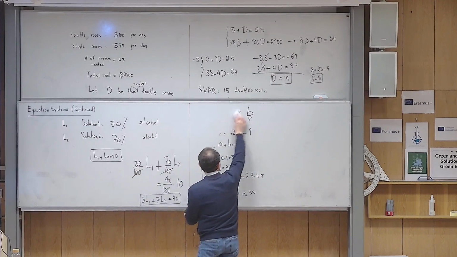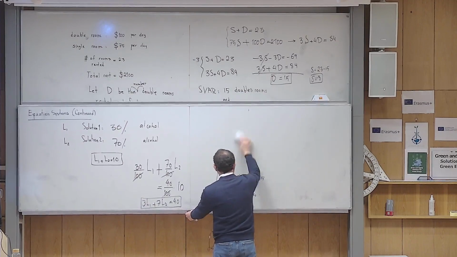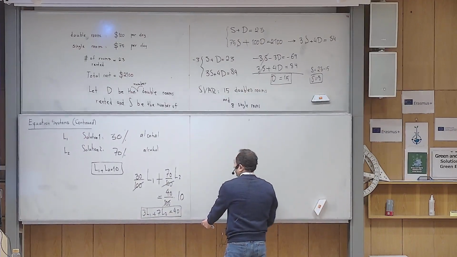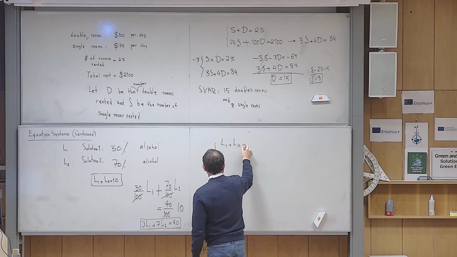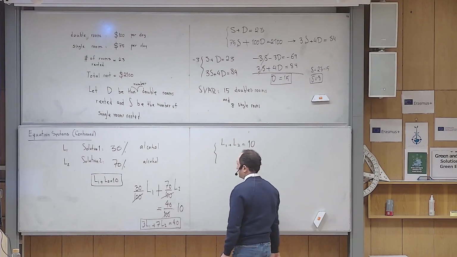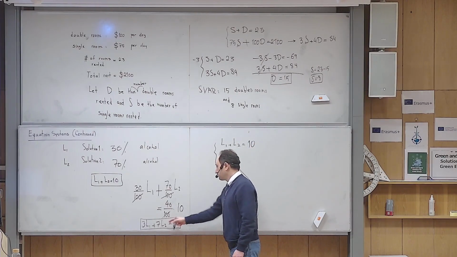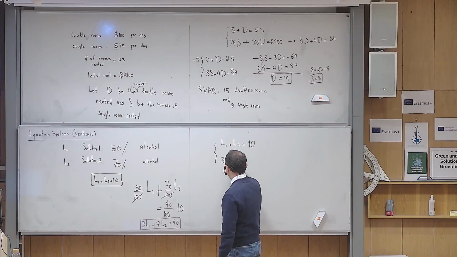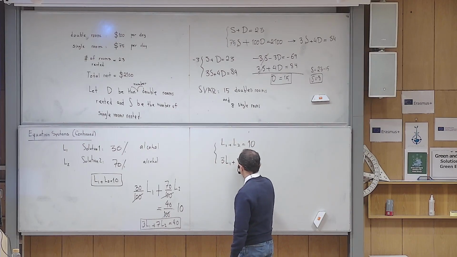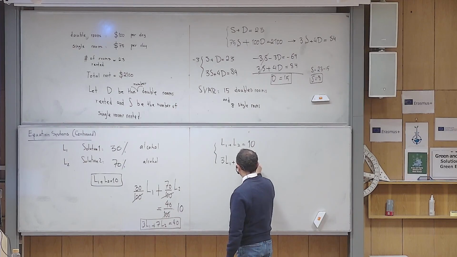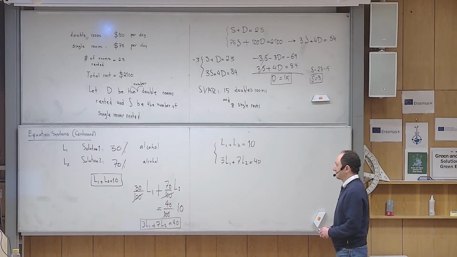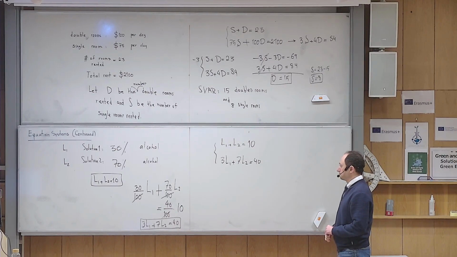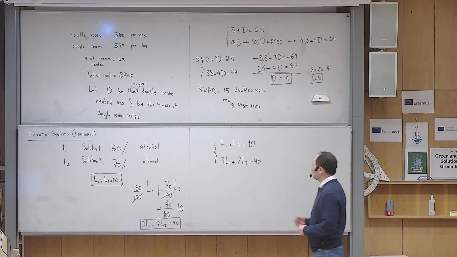So I write the system here and solve it. So I will write a system: L1 plus L2. It should be 10 liters in total. And I realize because of the second constraint, I have to have 3L1 plus 7L2 is 40. Yes? Okay, so then you solve the system.